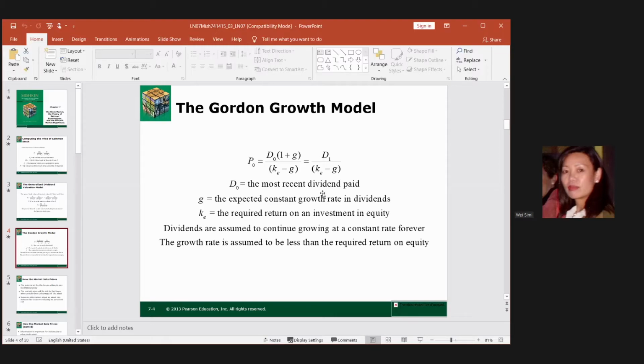Very good. What else? If the most recent dividend is not given to us, that means if you do not know the dividend, or if the stock does not pay dividend, like I said, go back to Facebook, they don't pay dividend. Can you use this model? No. Okay, good. So if you don't pay dividend, you cannot use it. If not constant growth, do not use it. What else?